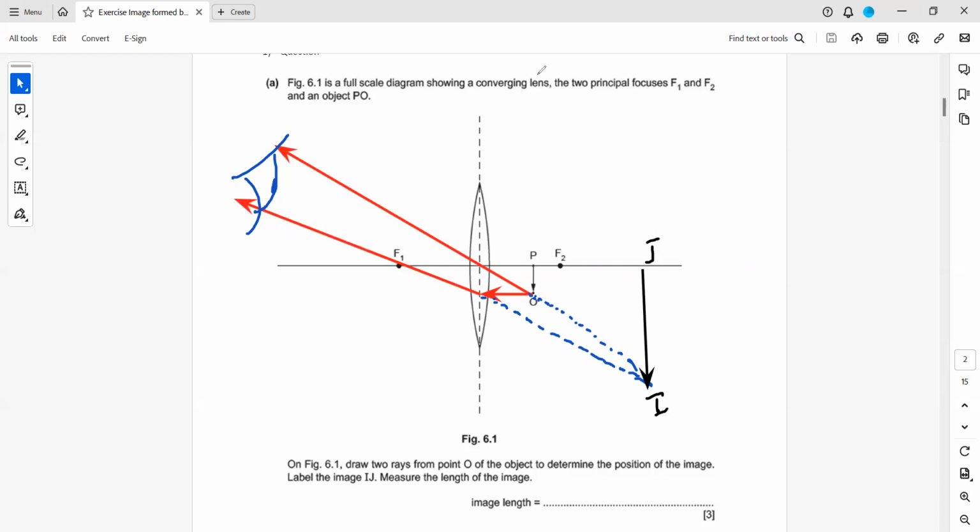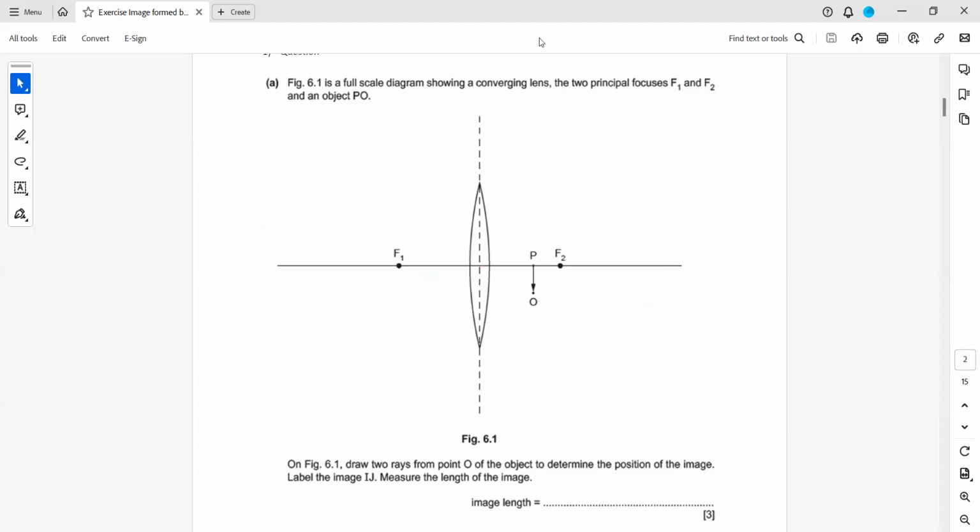Okay. And then the next part is you have to measure the image length. You have to measure this length of the image according to the scale, because this is not drawn to the scale.